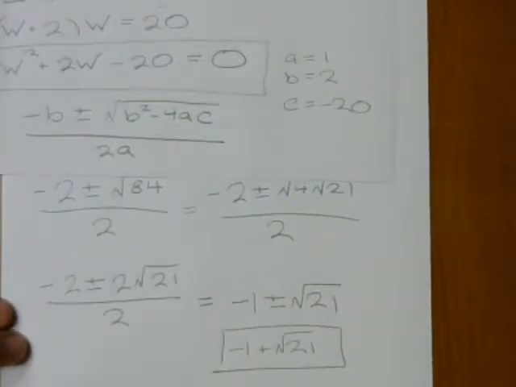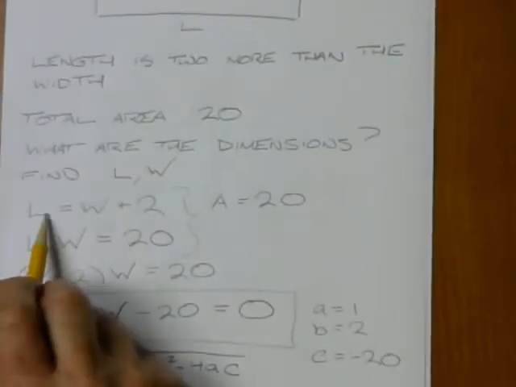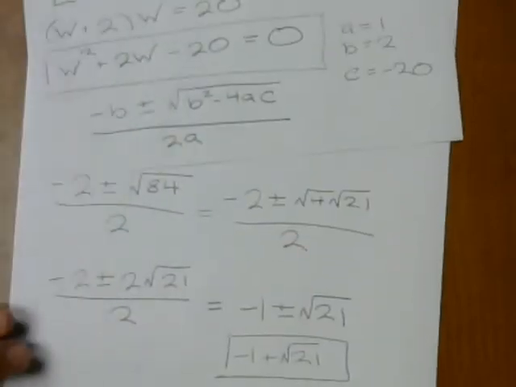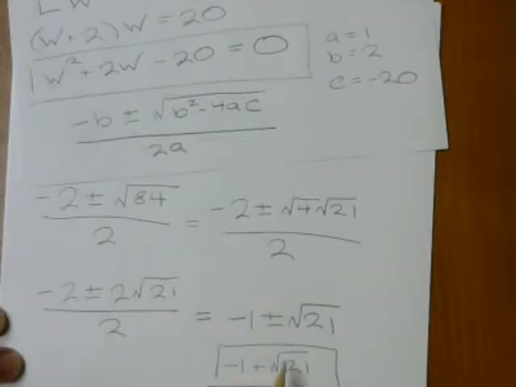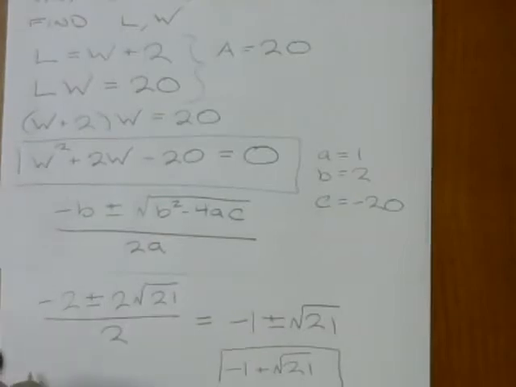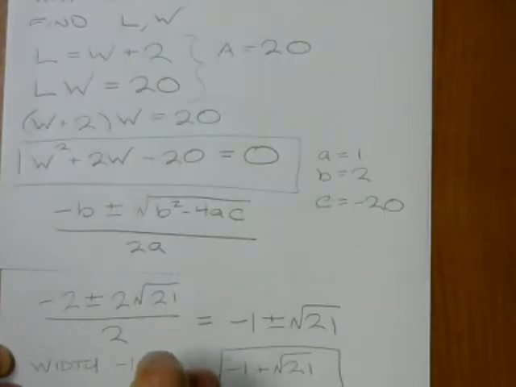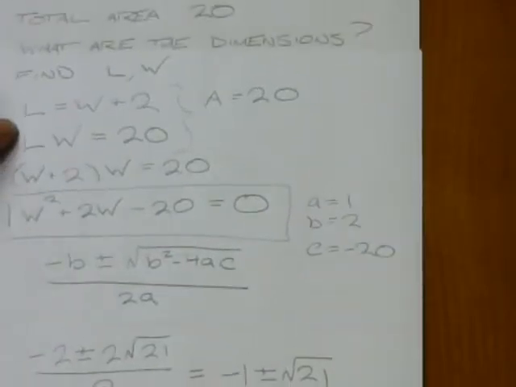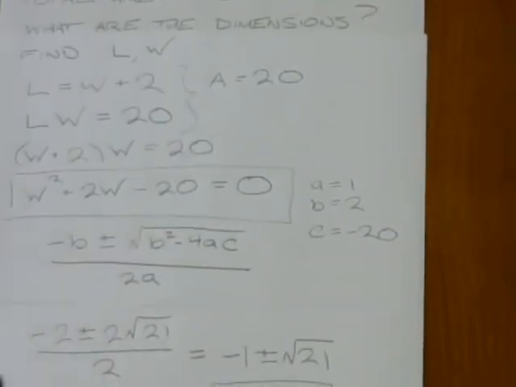That is my width, because we were computing the width. Okay, what do I know? Remember that the length is the width plus 2. So my width is minus 1 plus root 21. So now I want to find the length, knowing that the length is the width plus 2, it's this plus 2. Well, if I add 2, I just get minus 1 plus 2 plus root 21.